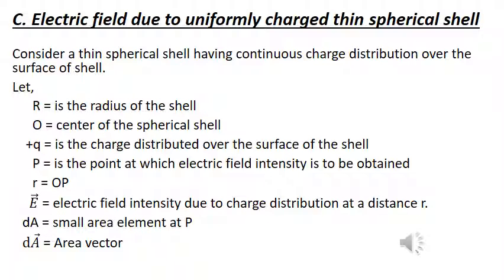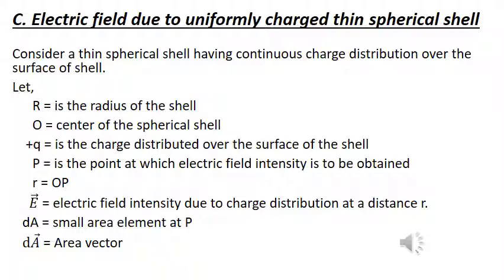The third application of Gauss law is electric field due to uniformly charged thin spherical shell. To find the electric field intensity at a point near the spherical shell, let us consider a thin spherical shell having continuous charge distribution over its surface. Let R be the radius of the shell having center at O, and plus Q is the continuous charge distribution over the surface of the shell.